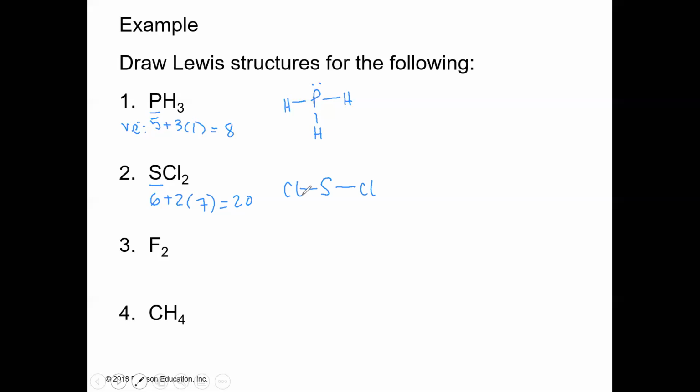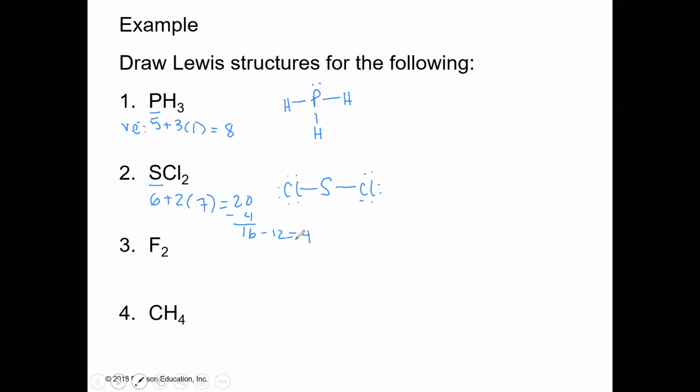The next thing we do is we draw the remainder of our valence electrons first around our terminal atoms. Right now we've drawn out 4 of our valence electrons, so we have 16 still left to draw. I need to draw 16 more valence electrons: 1, 2, 3, 4, 5, 6, 7, 8, 9, 10, 11, 12. So now we've used up another 12 valence electrons, and we still have 4 valence electrons left.